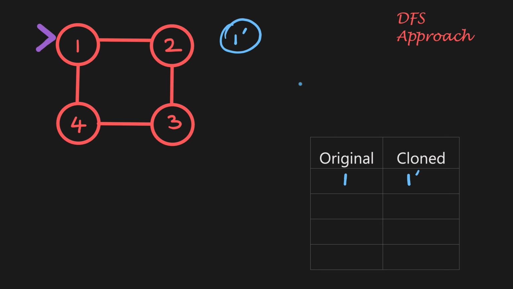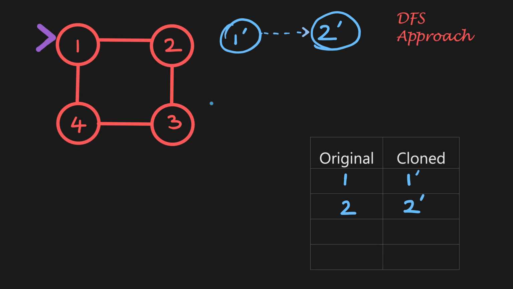Next, let's visit neighbors of node 1, which are nodes 2 and 4. Let's go to node 2 first, and we check, is node 2 in our map? And the answer is no. So we create clone of node 2, and note that I am making a dotted line to clone 2 as it is not cloned yet. And then we add the mapping from node 2 to clone 2 to the map.